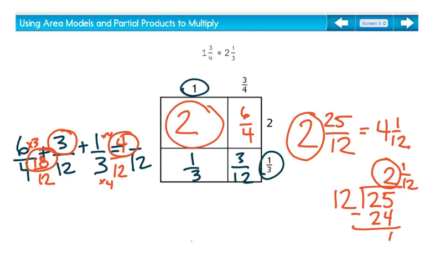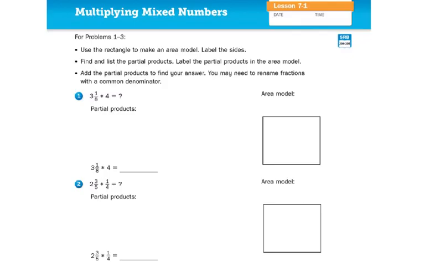Let's go ahead and practice this in our math journal. So if you would open up your math journal to lesson 7-1, this is page 233. And at the top, it says multiplying mixed numbers. Use the rectangle to make an area model. Label the sides. Find and list the partial products. Label the partial products in the area model. Add the partial products to find your answer. You may need to rename fractions with a common denominator.